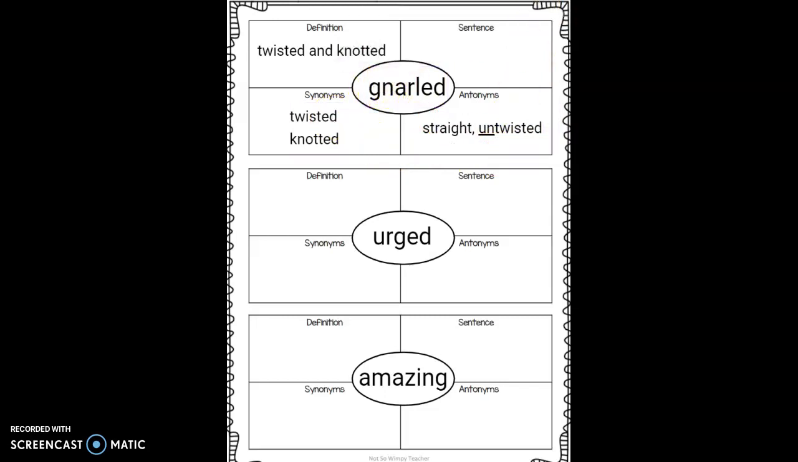The sentence that I want you to write for gnarled is, the tree trunk was gnarled. I want you to write that sentence. The tree trunk was gnarled. Hold on, I'm going to try to make that easier for you to read. The tree trunk was gnarled. Okay, there we go. And remember, you can pause the video if you need to. So gnarled is our first vocabulary word that you need to know. Gnarled.